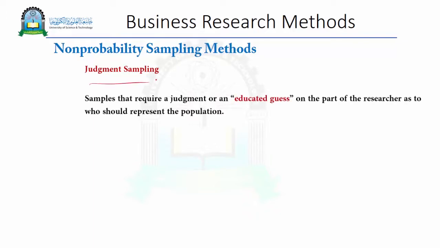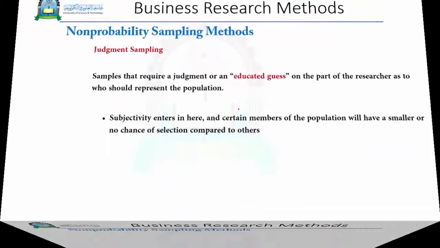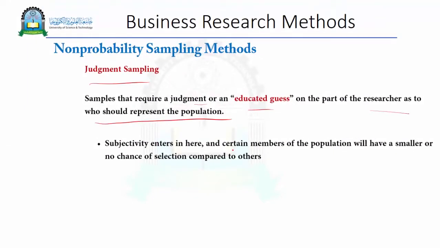The non-probability sampling method also has another technique, which is judgment sampling. So this is a sample which is dependent on an educated guess by the researcher, so that requires a judgment or educated guess on the part of the researcher as to who should represent the population. So subjectivity enters in here, and certain members of the population will have a smaller or no chance of selection compared to others.